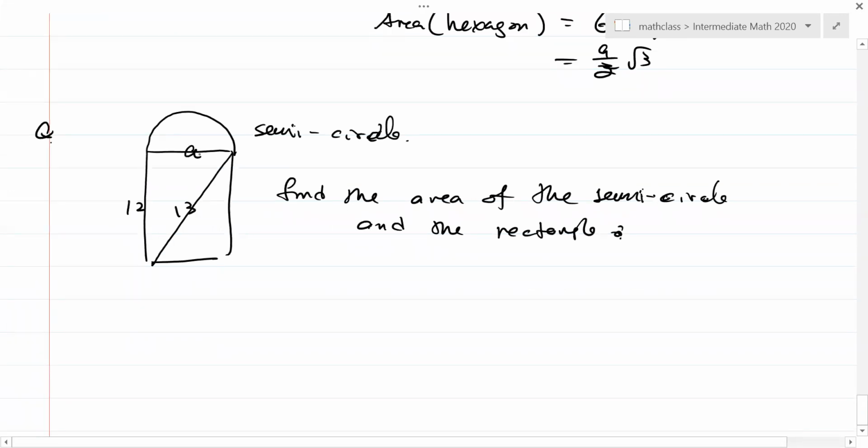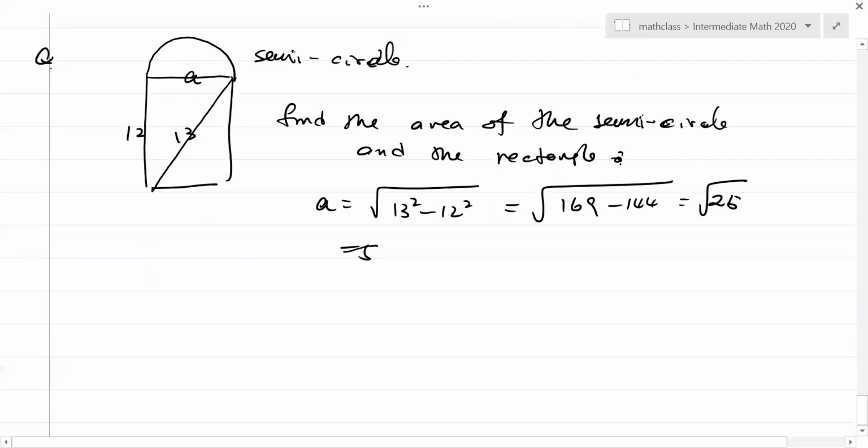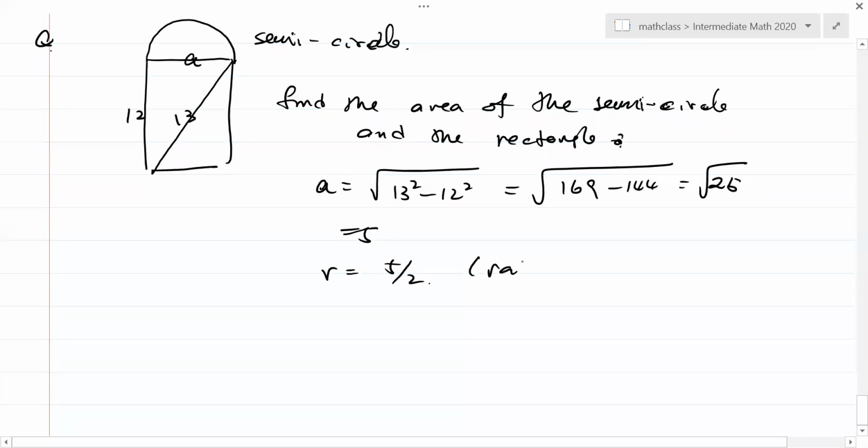Okay, so this side, by the Pythagorean theorem, is going to be 13 squared minus 12 squared, 169 minus 144. That's going to be 25, which is 5. So that is the edge length, the width of the rectangle, right? So the radius of this semicircle is going to be 5 over 2.